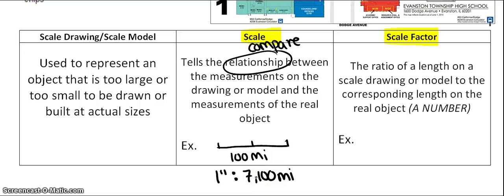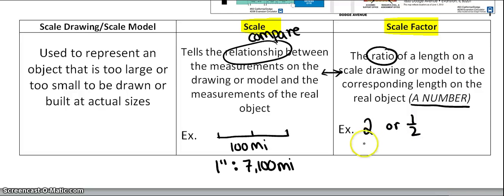Again, it's comparing. Whereas a scale factor is a ratio of a length of a drawing, okay, to the corresponding length of a real object. So these are very similar ideas. The difference is this compares, and this is just one number. So for example, scale factor could be like 2, or scale factor could be 1/2. Two different examples, not the only examples.